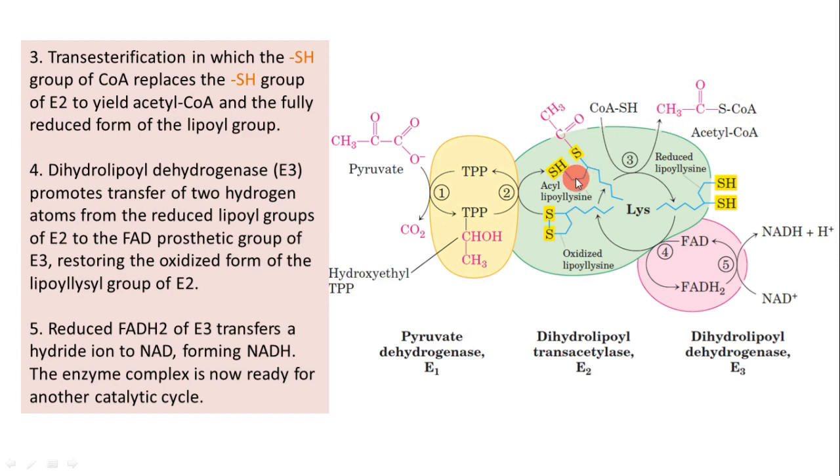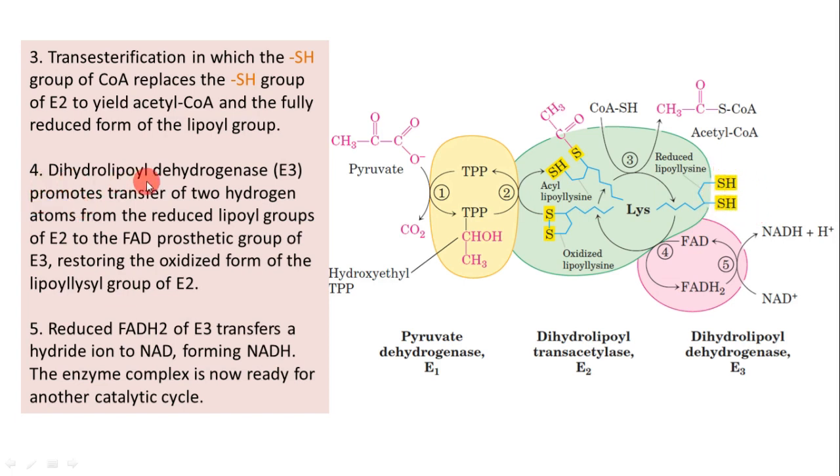And then what happens to lipomide? Lipomide is reduced into lipoyl lysine, the reduced form of lipomide. So here there are 2 SH groups. Normally it will be in the oxidized state with an S-S disulfide bond, but after the transfer of the acetyl group from the acetyl lipomide to coenzyme A, it gets reduced to 2 SH groups. That is called the reduced form of lipomide.